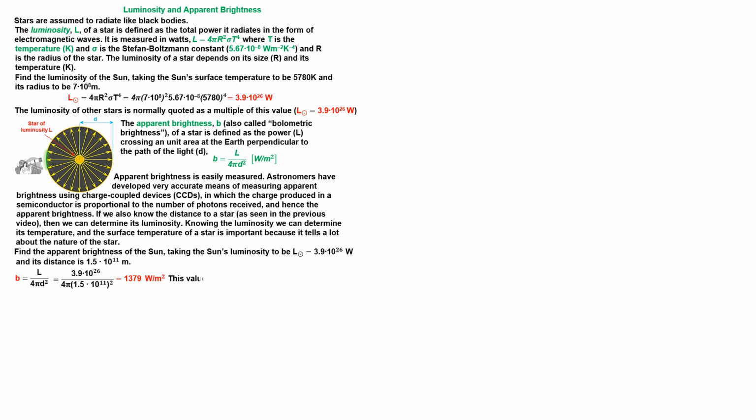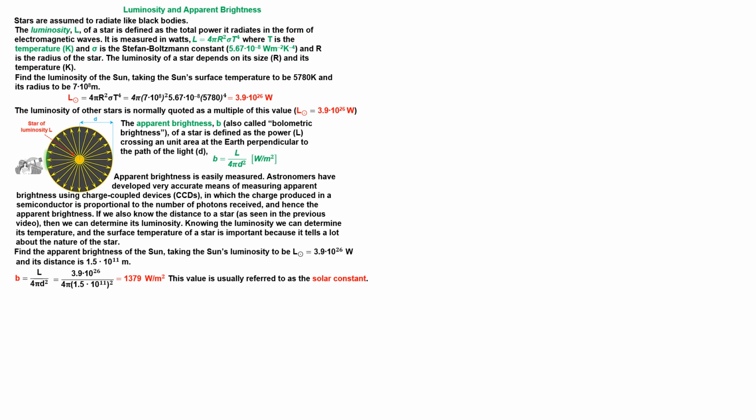This value is usually referred to as the solar constant. Another important parameter of a star is its surface temperature, which can be determined from the spectrum of electromagnetic frequencies it emits. The energy radiated by a star is in the form of electromagnetic radiation and is distributed over an infinite range of wavelengths. A star is assumed to radiate like a black body.